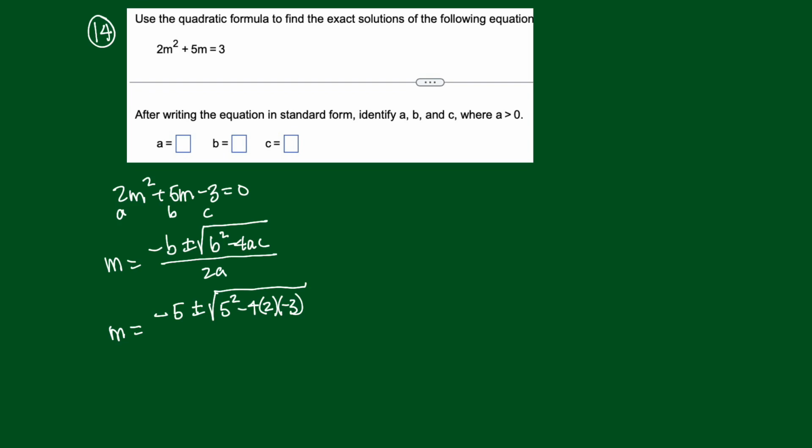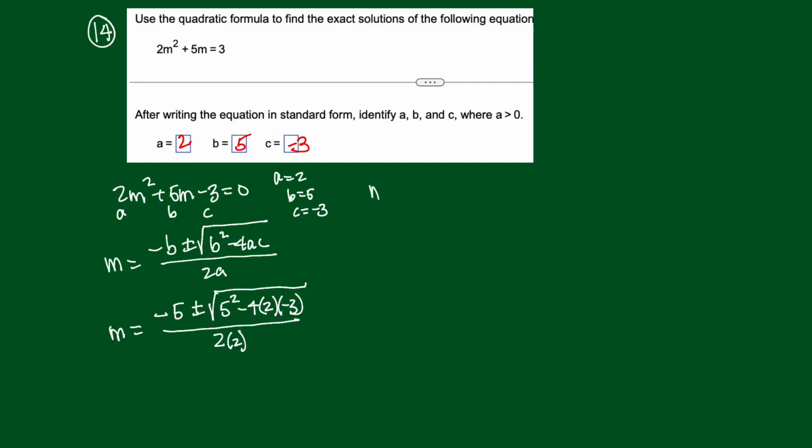Right, do you see it? B squared, b is 5, so I'll get 5 squared, minus 4 times a, but a is 2, times c, which is negative 3. All right, so if I actually say that up here, a is equal to 2, b is equal to 5, c is equal to negative 3. And I guess we're supposed to actually write that in here, right? A is 2, b is 5, c is negative 3. And then this whole thing gets divided by 2 times a, but a is 2. All right, so some arithmetic here.